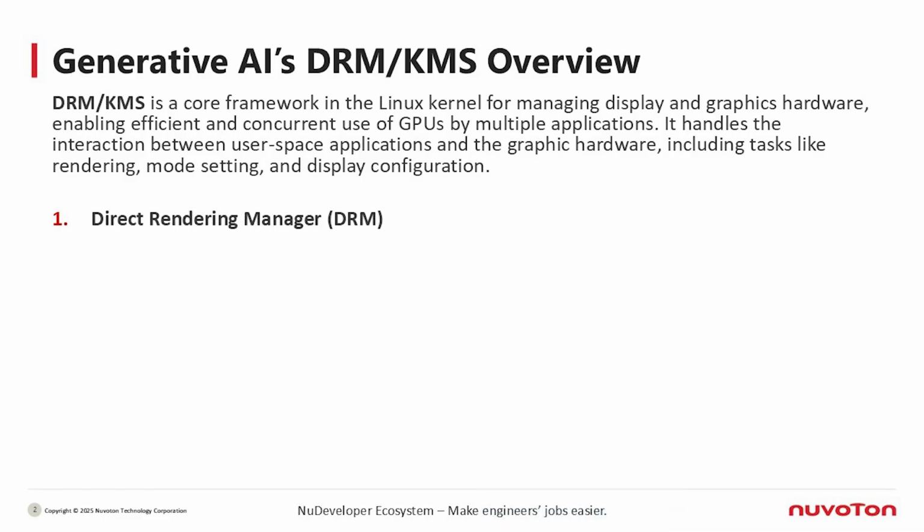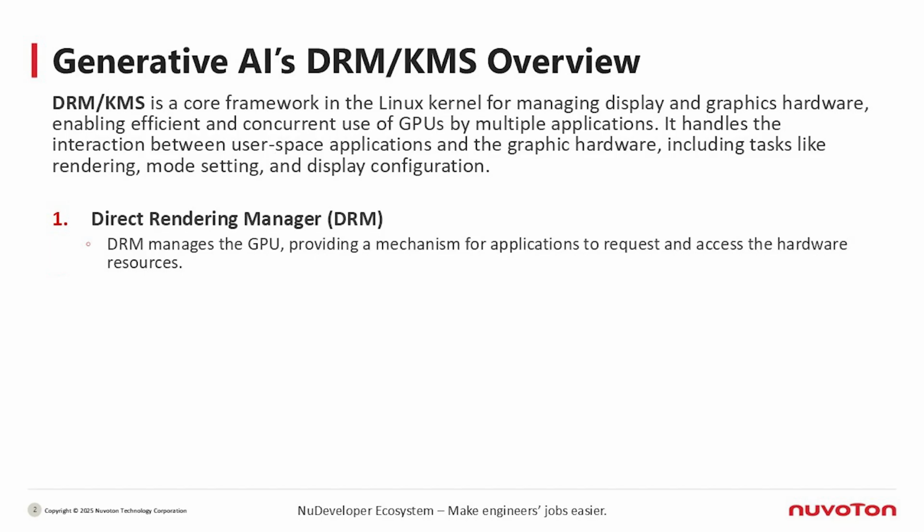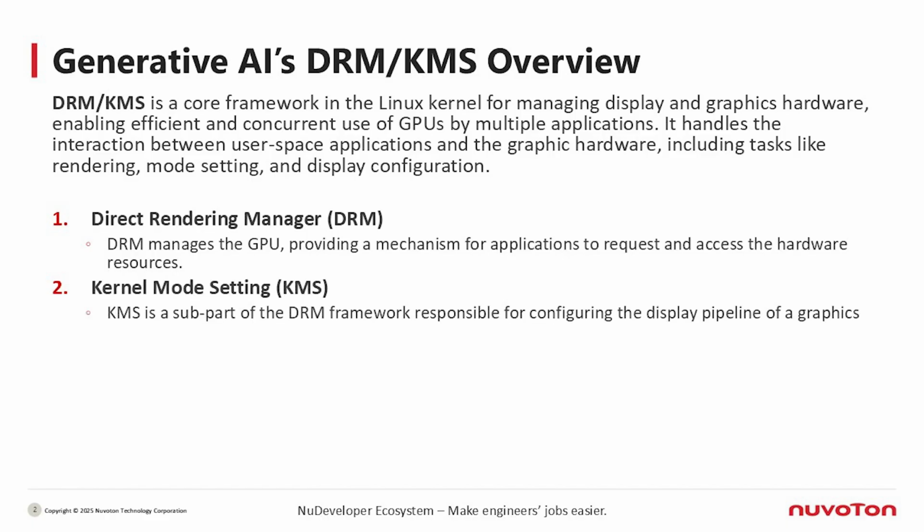DRM stands for Direct Rendering Manager. It manages the GPU, providing a mechanism for applications to request and access the hardware resources. KMS represents kernel mode setting. It is a subpart of the DRM framework responsible for configuring the display pipeline of a graphics card.